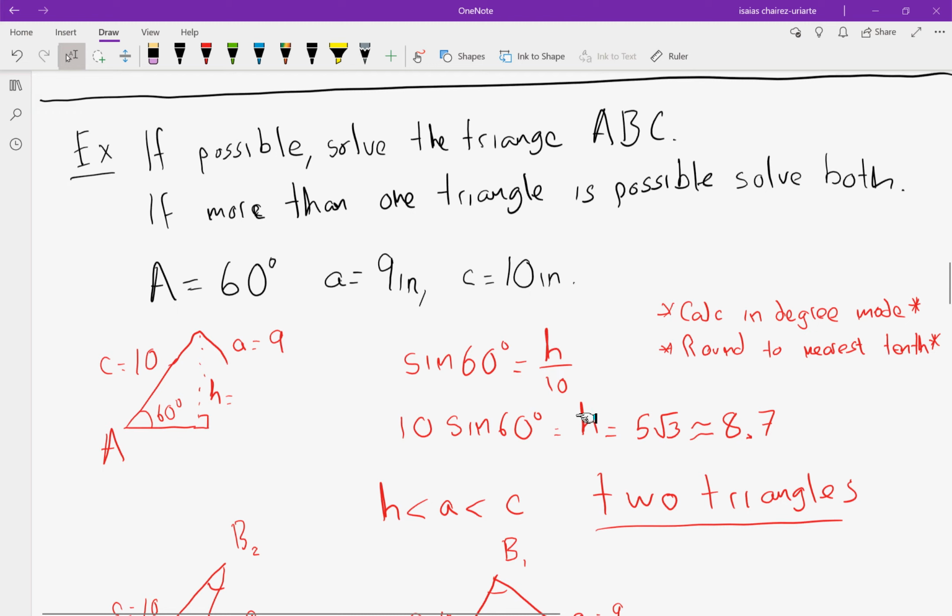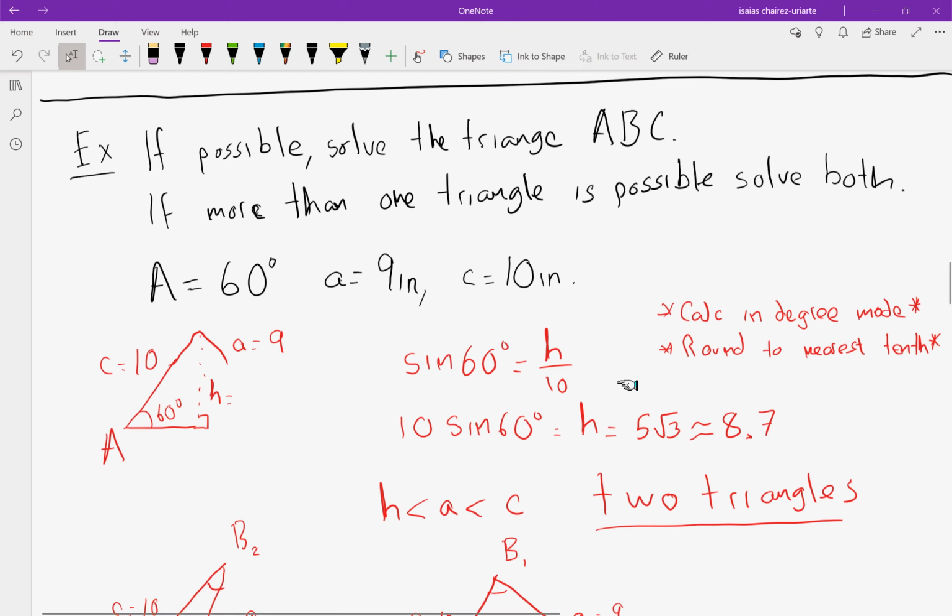All right, so if I solve for h, I end up with, well, the exact solution would be 5 root 3, because sine of 60 degrees is square root 3 over 2. Or if we punch this into our calculator, it's about 8.7. And I guess right now we're dealing with inches. I mean, this is a length, a height. Let's agree to keep our calculator in degree mode. And let's round to the nearest tenth, both angles and side lengths.